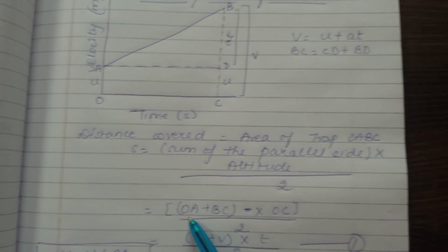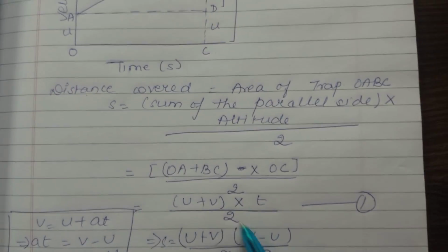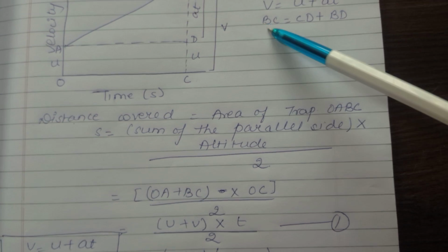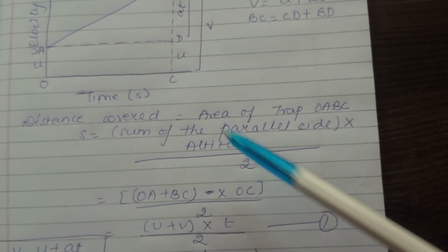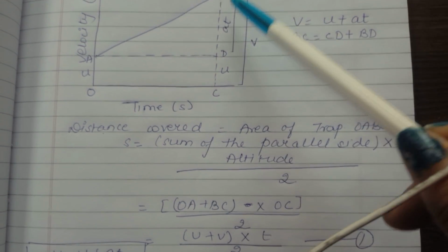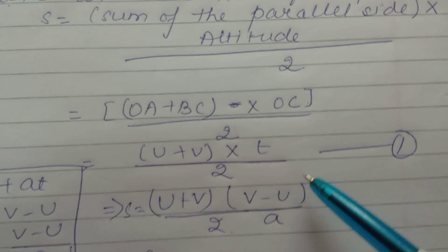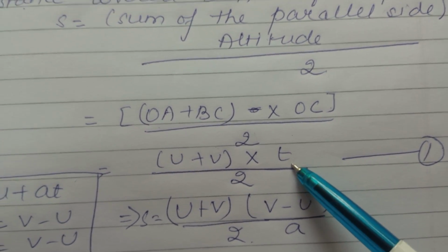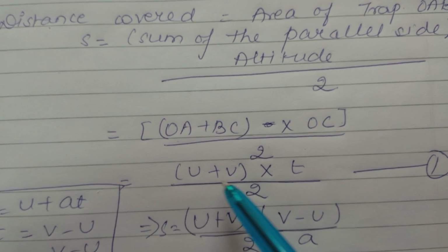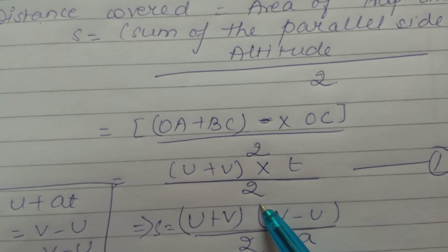Now what is the value of OA? OA is U, that we have placed here. BC is V, as we have seen earlier. OC is the time taken by the object to reach this point. So this OC will be the time taken, right? So now what is our equation? V plus U multiplied by T divided by 2.